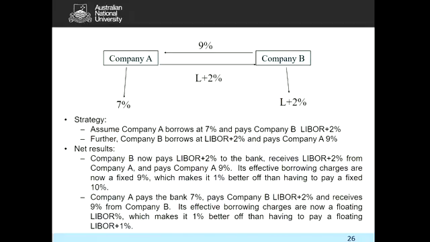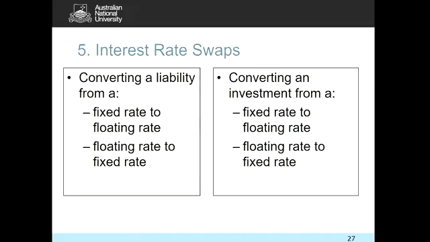Okay, so that's just what we have here. I think my overheads will make it a little bit clearer, but you may disagree, so you can look at these slides here. And what we've done is we've made both parties better off. And we've also swapped, if you like, their exposure. They've gone from fixed to floating or floating to fixed. And you can do the same, as I said, with an investment. And again, you make both parties better off.